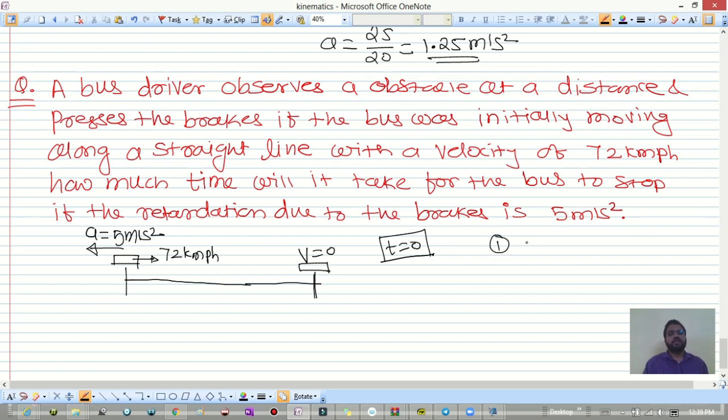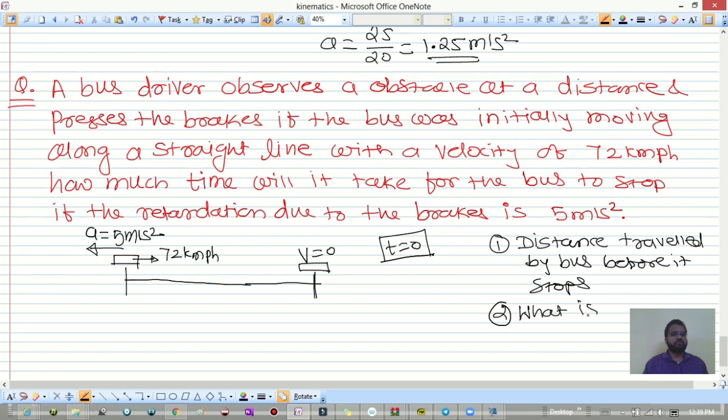But in the same question, I want the first question: what is the distance traveled by the bus before it stops? Second question: what is the velocity of the bus at 3 seconds? So these are the two questions. You try to solve them. This one I will solve.